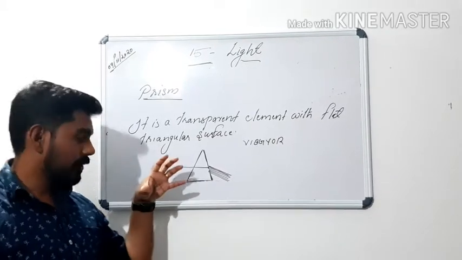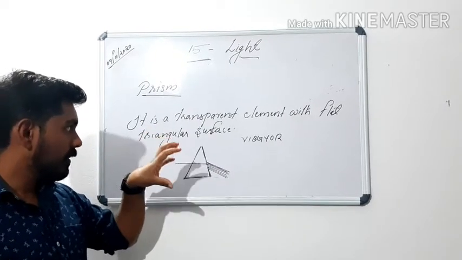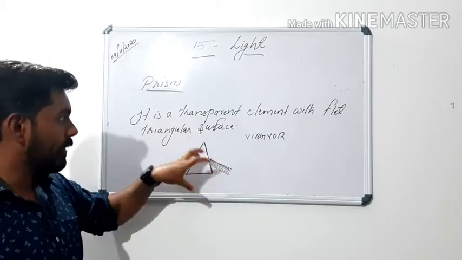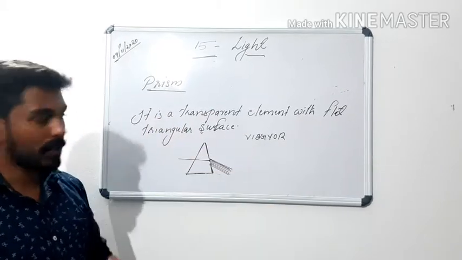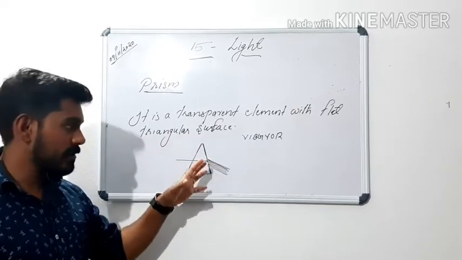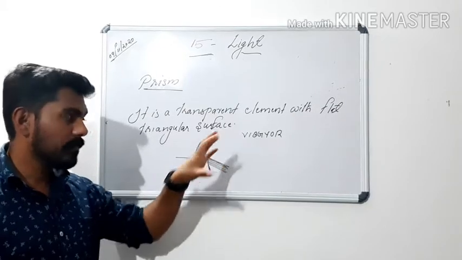Okay. So this is about the prism. A prism is a triangular or pyramidal shape. It is a transparent element with a flat triangular surface. When the light passes through it, it is split into its own constituent colors, that is VIBGYOR.